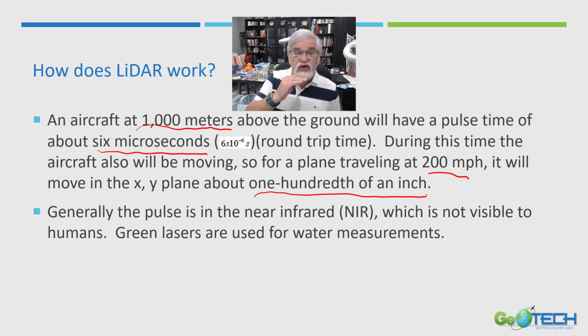So we wouldn't know what the height of the aircraft is exactly, but we could use the LiDAR to determine the exact height. Generally, the LiDAR detectors are in the near infrared. But for water, we use green lasers generally. But most of the lasers that we use are going to be in the near infrared, and therefore they would not be visible to our eye.